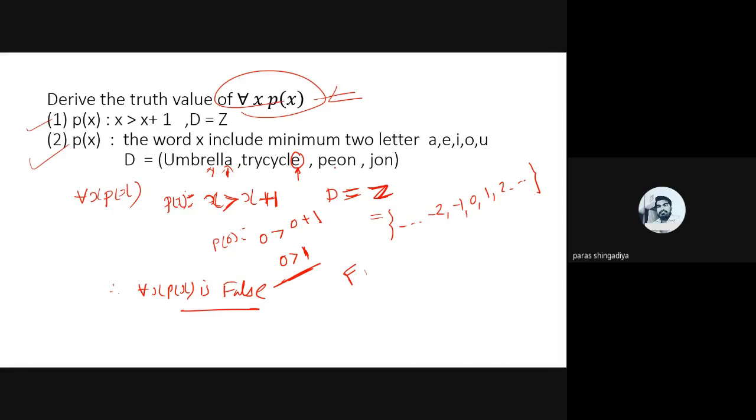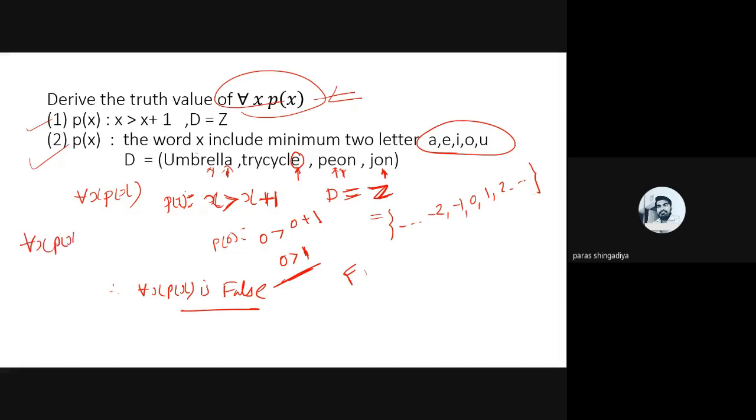Clear? And here P of Tune also involves two letters, E and O, and the last word, John, has only O. So it is not true that for every value of the domain, for every word of the domain, it includes two letters from A, E, I, O, U. So what is the answer of the second one?